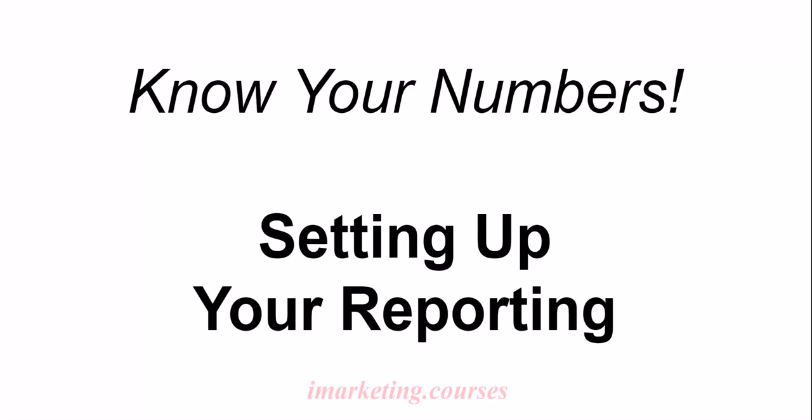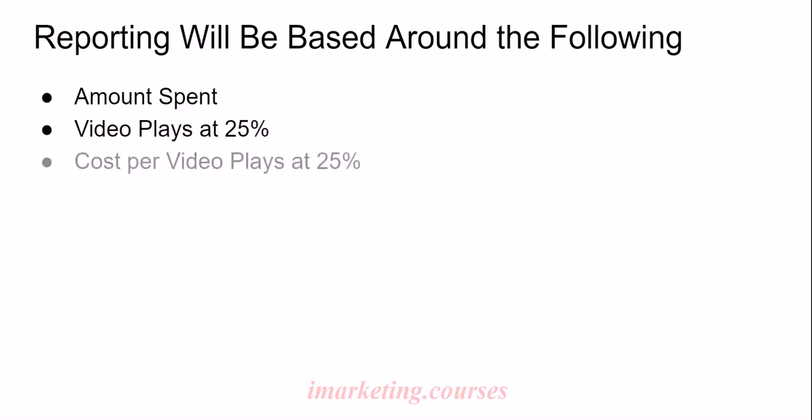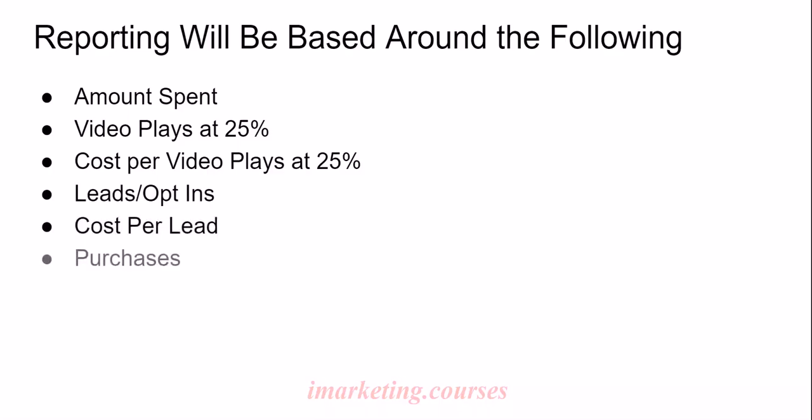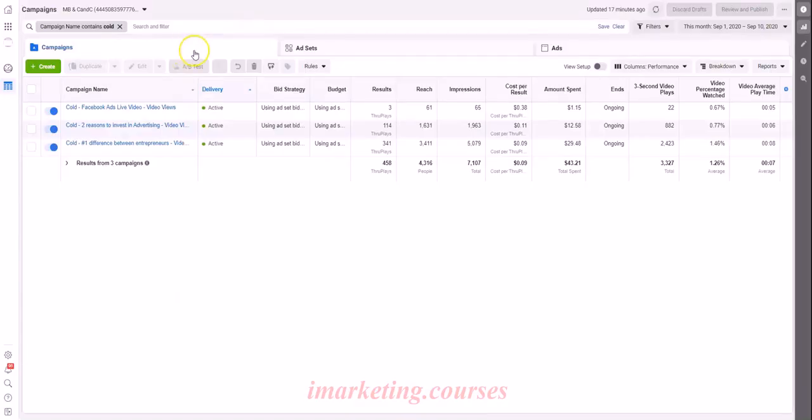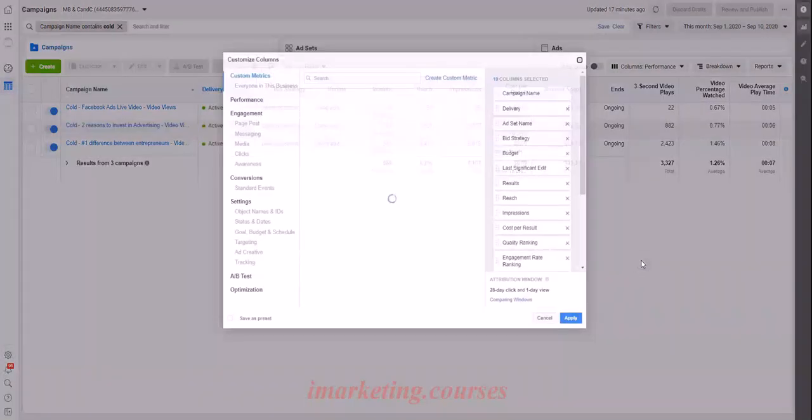The reporting will be based around the following metrics: amount spent, video plays at 25%, cost per video plays at 25%, leads, cost per lead, purchases, and finally cost per purchase. So let's get started. From our ad manager, I want to go ahead and click on the columns dropdown and select customize columns.